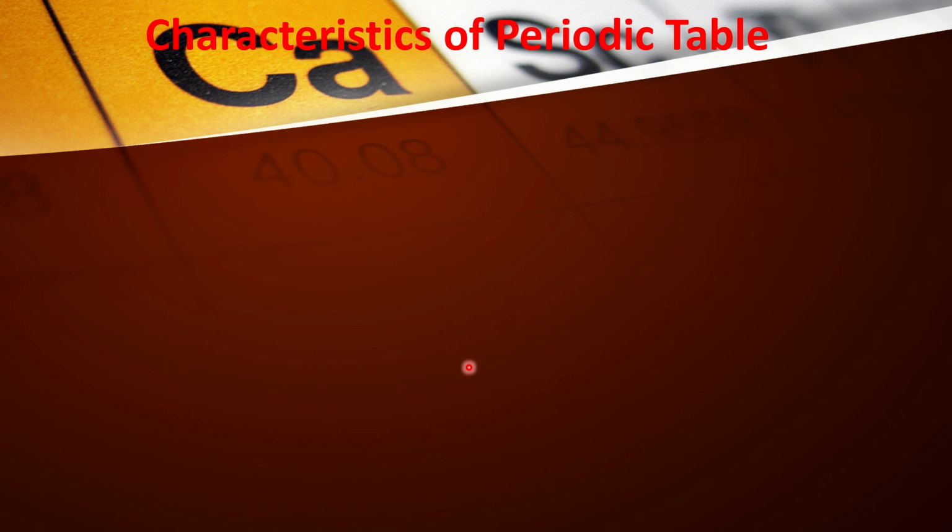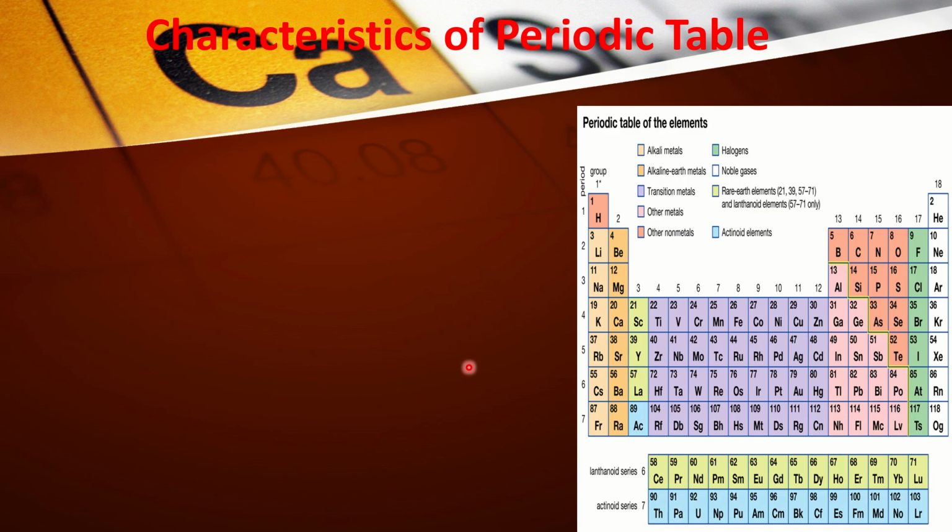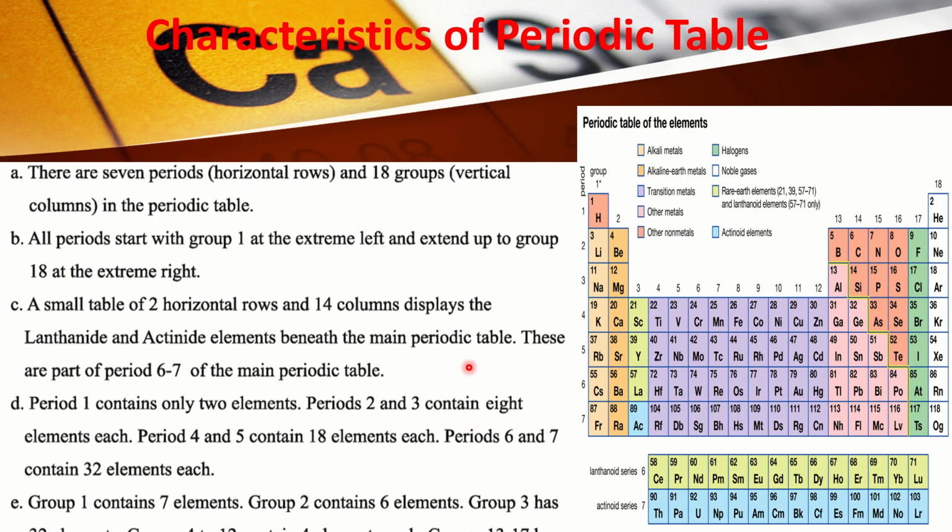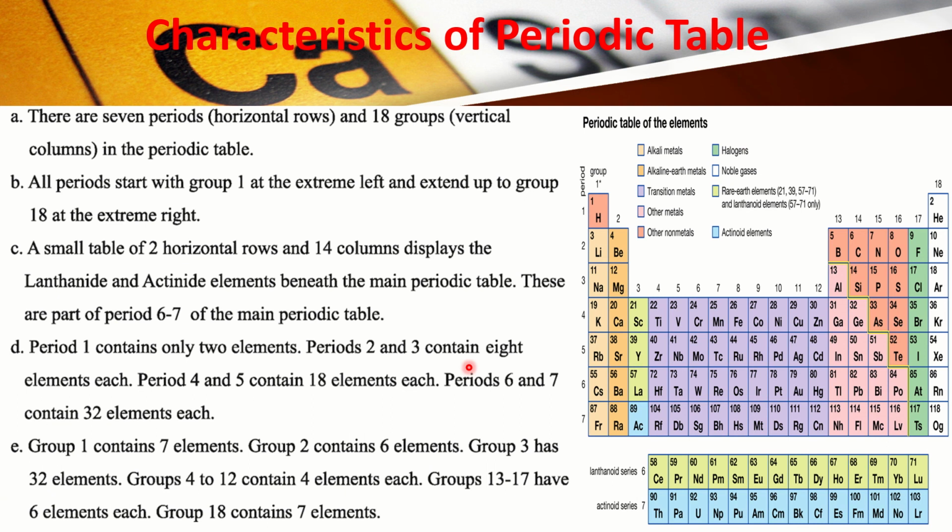Now, characteristics of the periodic table. Look, this is the periodic table. There are total how many periods? There are total 7 periods. Look, there are total 1, 2, 3, 4, 5, 6, 7.